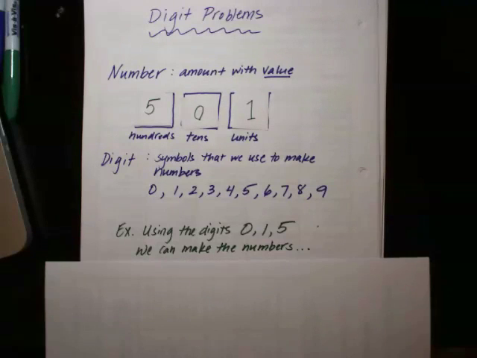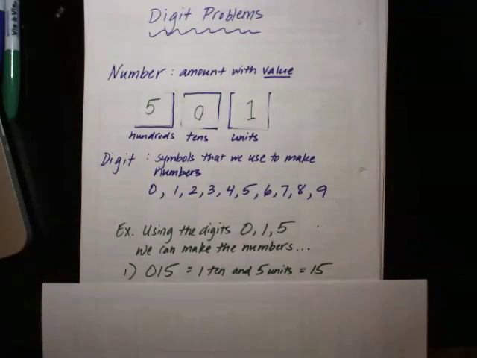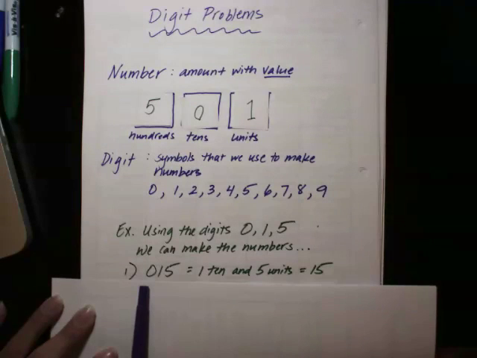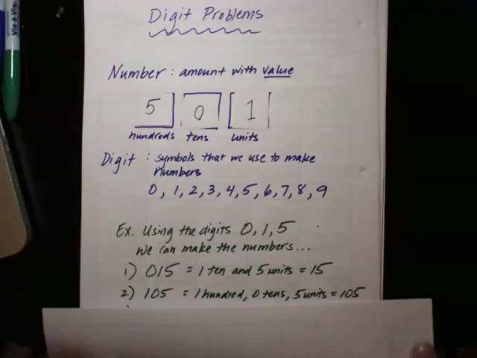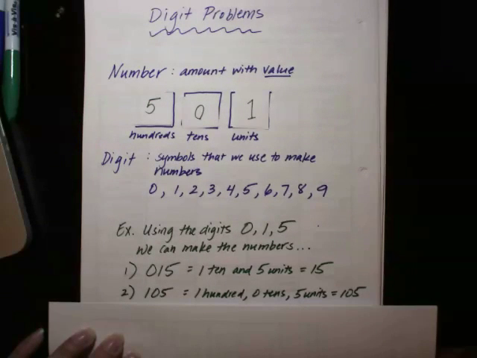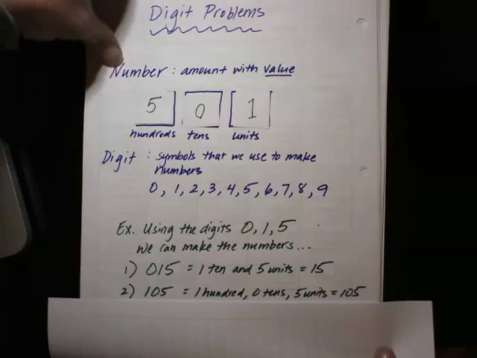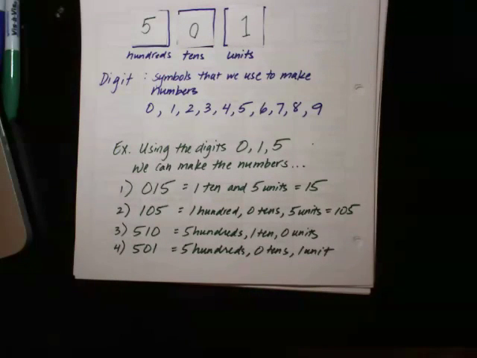So using that example, we can say that using the digits 0, 1, 5, we can make the number 15, which consists of just 1 ten and 5 units. You don't have anything in the hundreds place, so that would be 0 hundreds. And make the number 15. We can also change the order and make the number 105, which consists of 1 hundred, 0 tens, 5 units. Okay? And we can continue to do that and look at all the different variations of numbers using these same 3 digits.